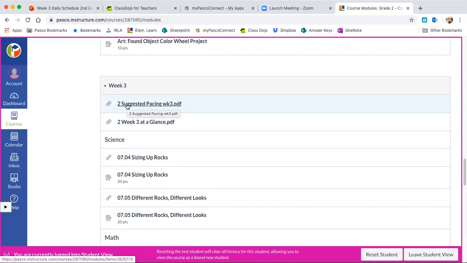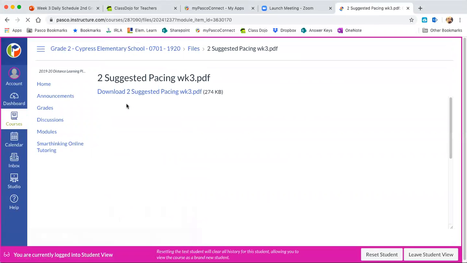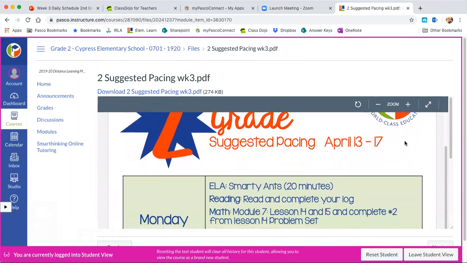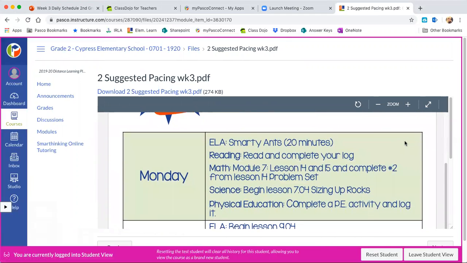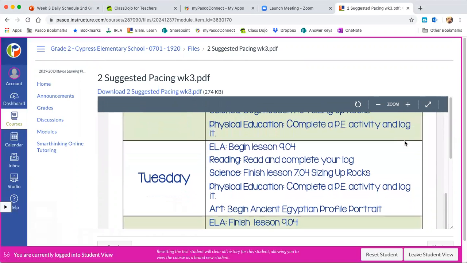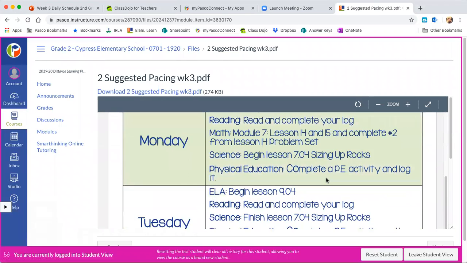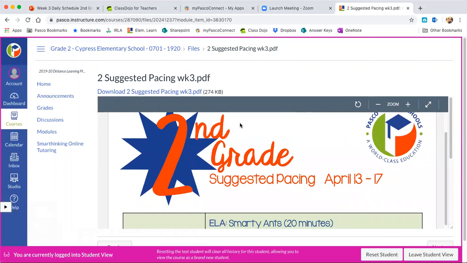And the suggested pacing guide for week 3 is right here. And I'm going to take a look at what I'm supposed to do each day. Here's Monday. And if you scroll down to Tuesday, that's when we actually begin the ELA lesson 9.04. If you look at Wednesday, it says finish ELA lesson 9.04. And there is actually a quiz at the end of this week's ELA lesson rather than a normal assignment to turn in. So I'm going to show you also where I would suggest stopping on Tuesday.